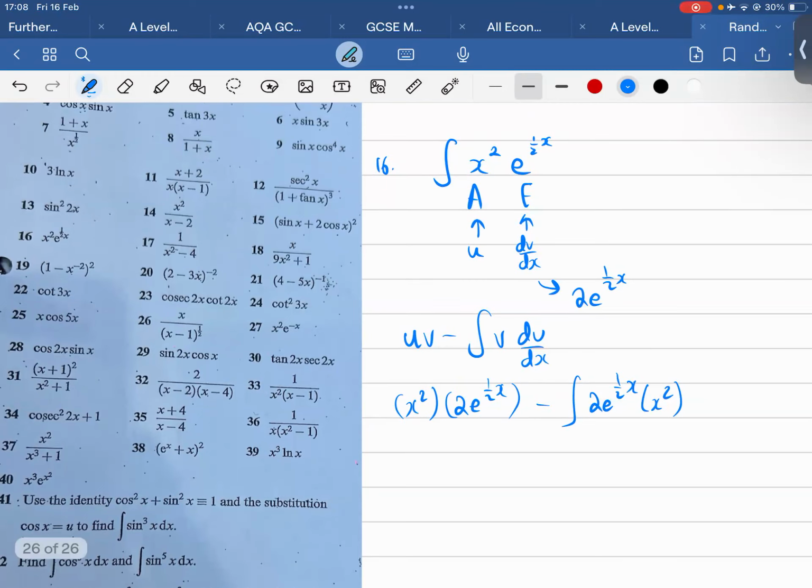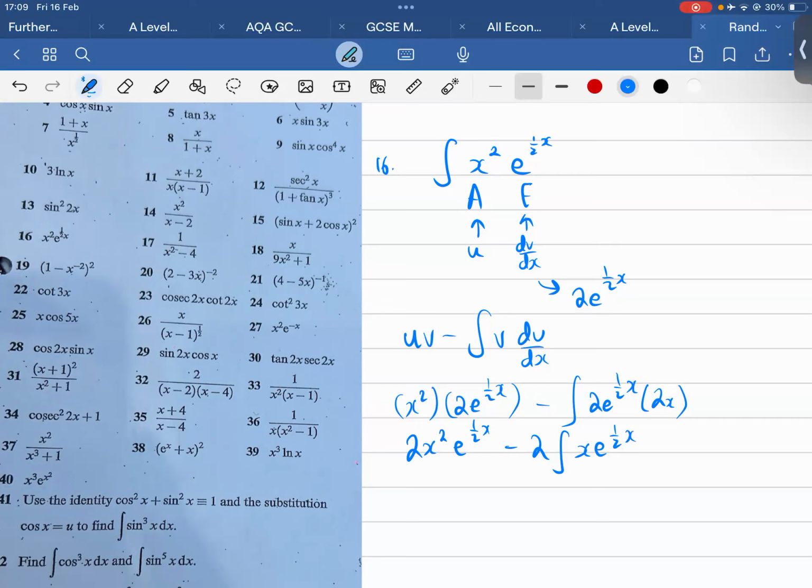Oh wait, du by dx, my bad, which is 2x. But we have noticed that it doesn't seem to work. So let's tidy it up. That will be the next step. So 2x squared e to the half x. Tidying up literally just means writing it in a better order. And then take the 2 out, minus 2, integrate x e to the half x.